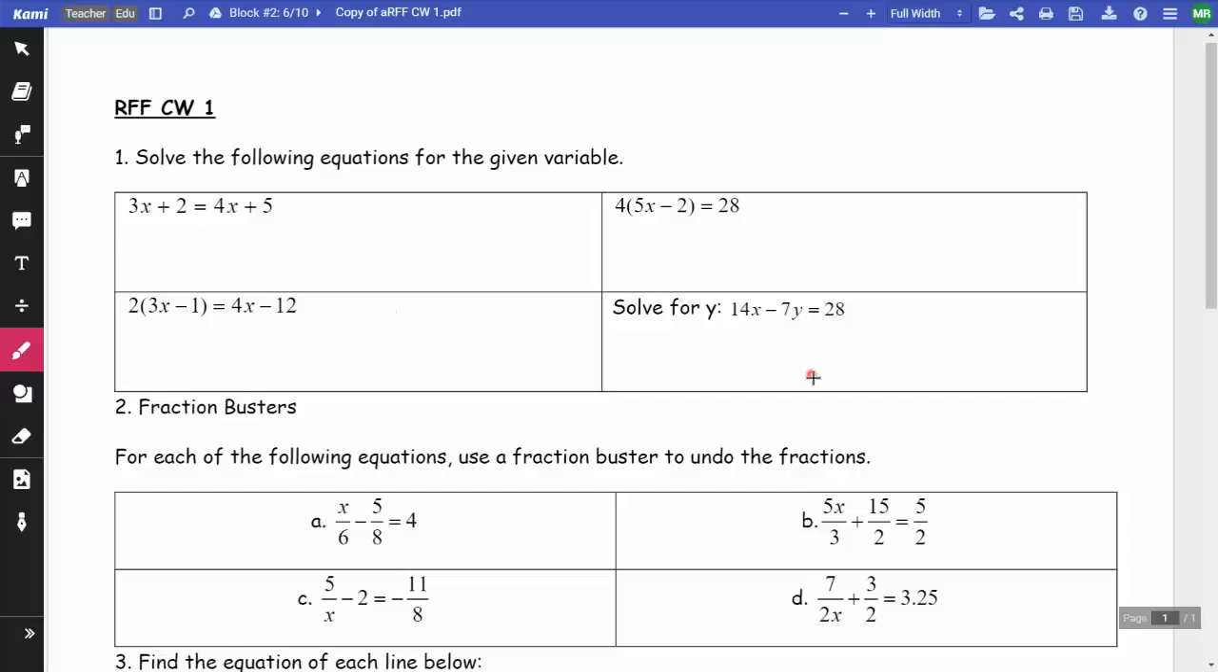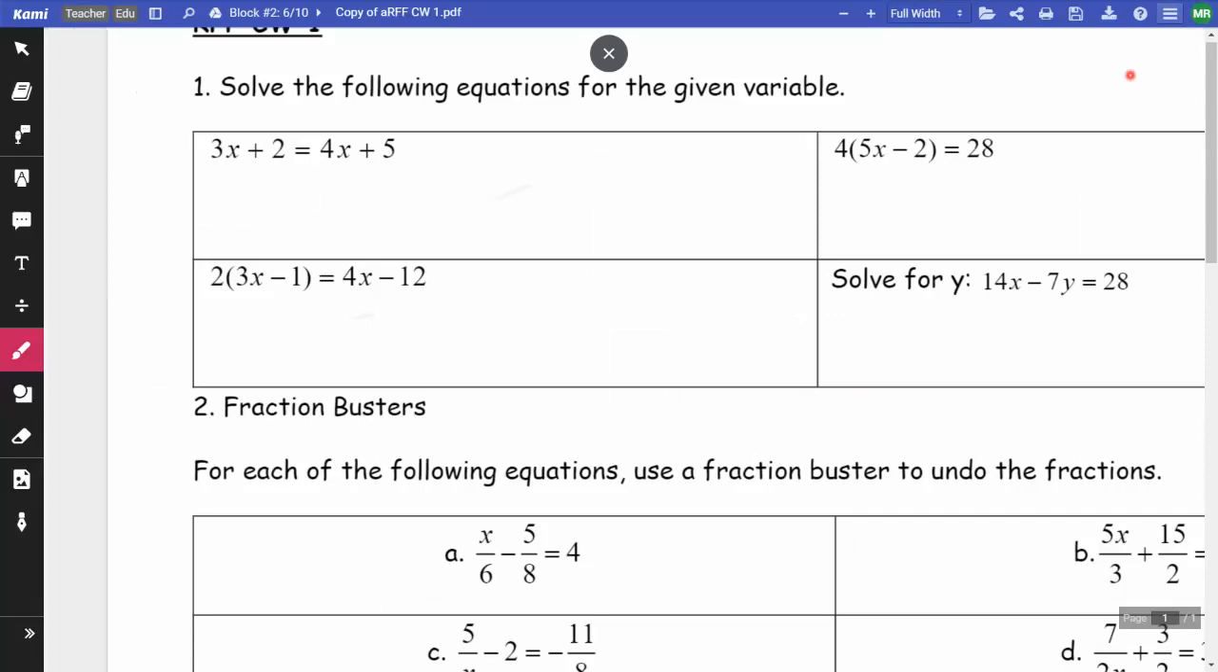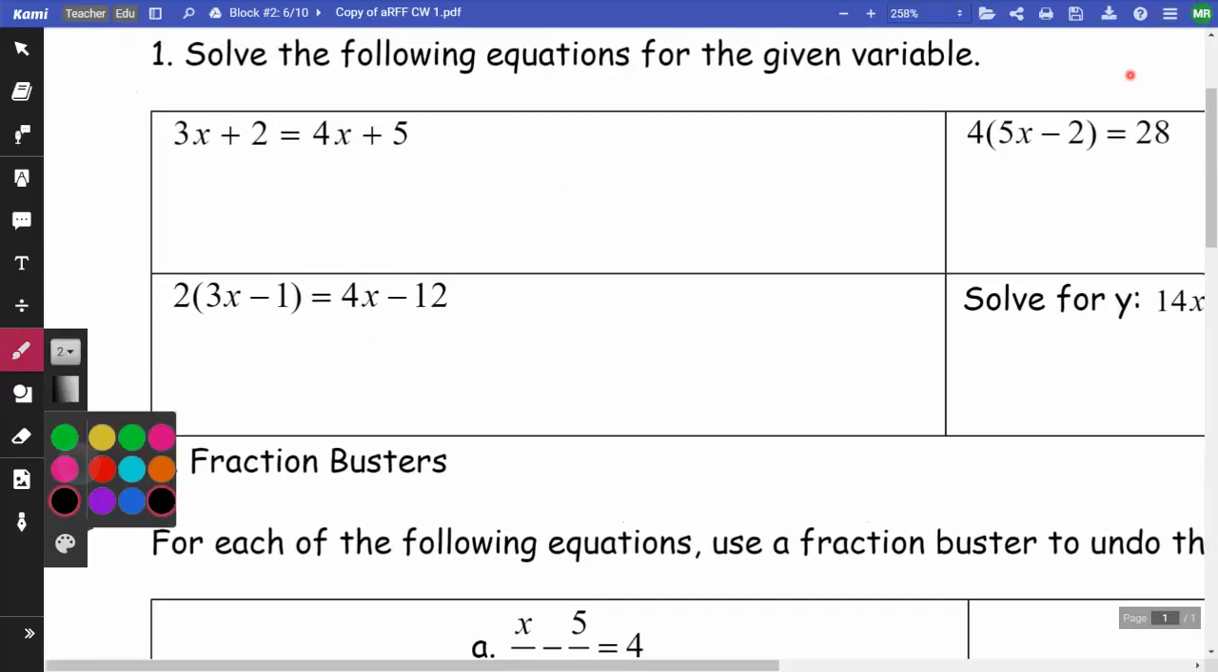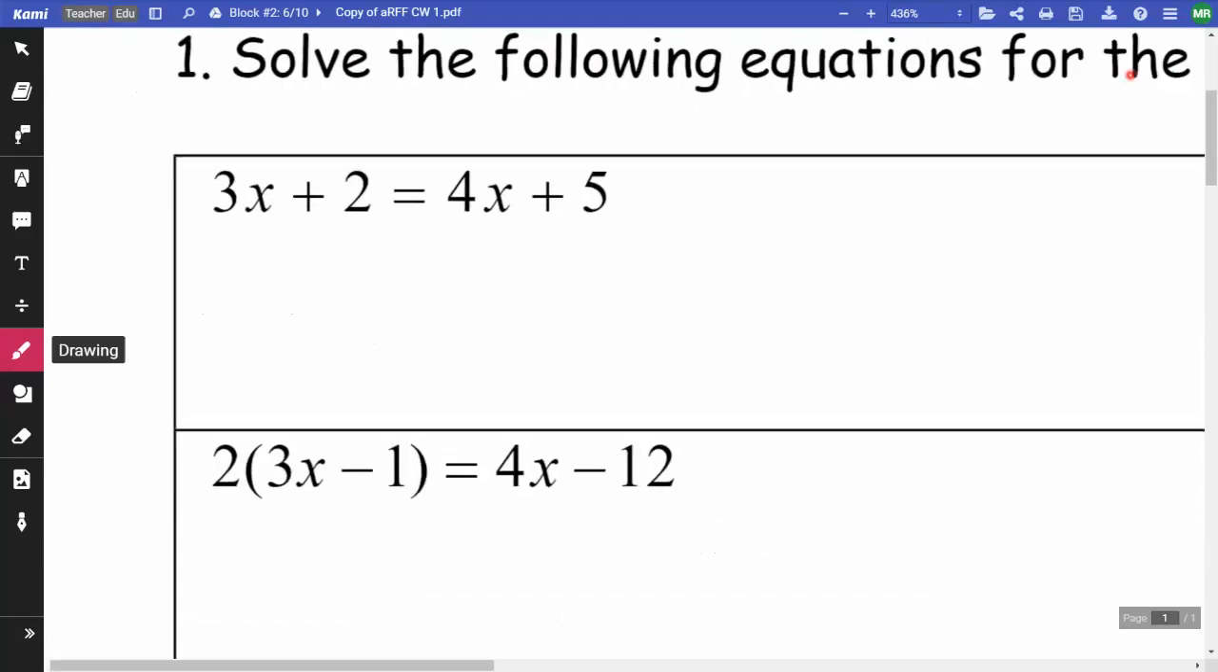So this video is on Integrated 1, RFF Classwork 1, so review for final exam. Okay, so on these, we are solving for x. So you want to make sure that you're trying to get x by itself. I'm going to zoom in here. I like to deal with my x's first if I have x's and numbers on both sides.